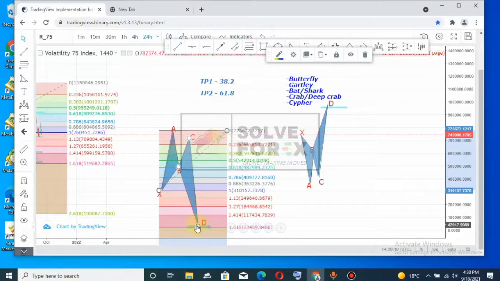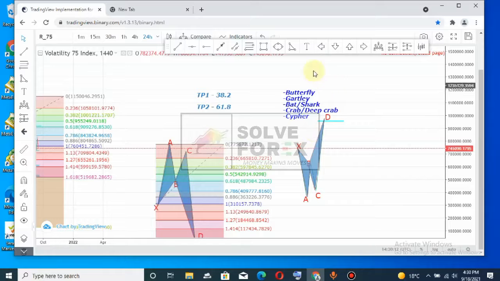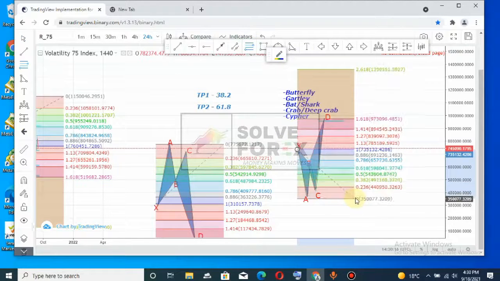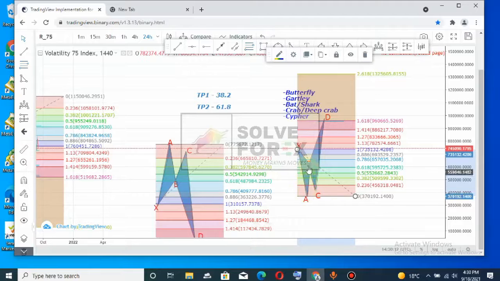That's your normal crab. Even your bearish also, if you take your fibs from this point to this one, 618 is your normal crab. D point is 1.618. Then you wait for your pattern, your entry pattern there. Then you take it down. That's your bearish normal crab.